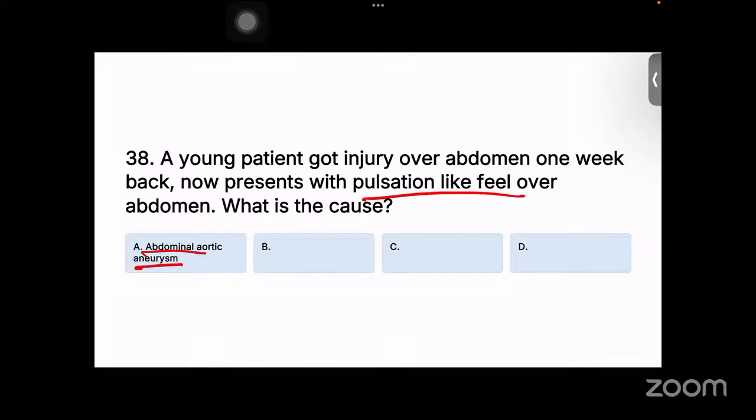aneurysm. Imaging, CT angio is the gold standard. Ultrasound is a bedside assessment. Okay, check for the NPO status, arrange emergency surgery. Okay, arrange for the coil and repair.